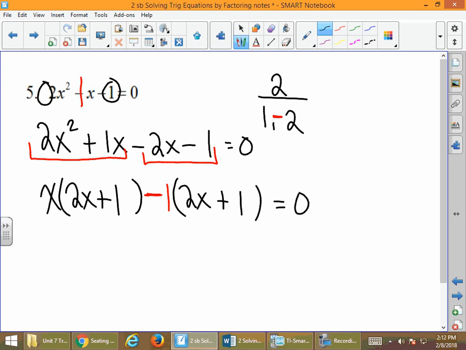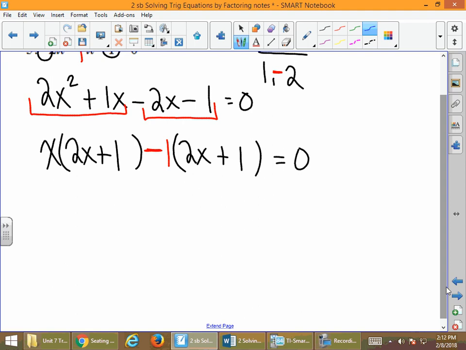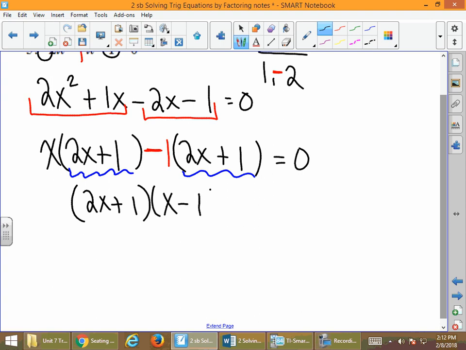And in general, when we split the middle, when we're factoring by grouping, what we get in the first parentheses is what we should get in the second parentheses. Luckily enough for me, we did. And we've got a 2x plus 1. And we have an x minus 1. The x from in front of the first parentheses. The minus 1 from in front of the second parentheses.